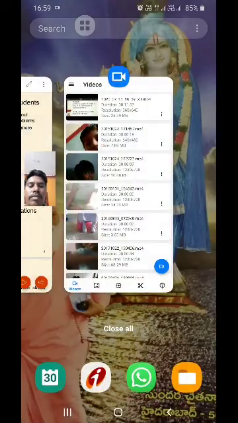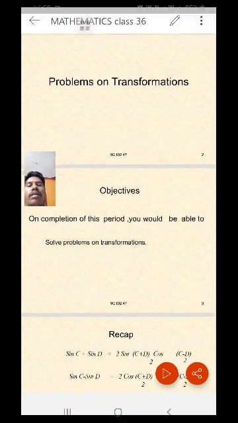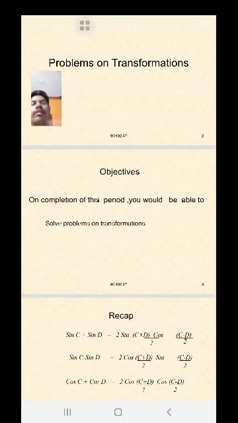Dear students, today we will learn problems on transformations. In the previous class, we learned formulas and some problems. And today we will know some more problems by using transformations. On completion of this period, you would be able to solve problems on transformations.